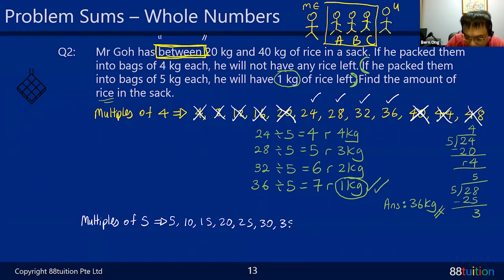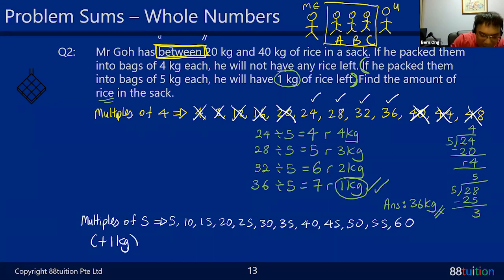Where do you stop? As I say, you stop at the 12 times table. I do things very systematically, so I always stop at the 12 times table for the listing method. Because the question says that after distributing, you still have 1 kg extra, you must plus 1 kg to each multiple of 5. So 5 plus 1 is 6, 10 plus 1 is 11, 16, 21, 26, 31, 36, 41, and so on.